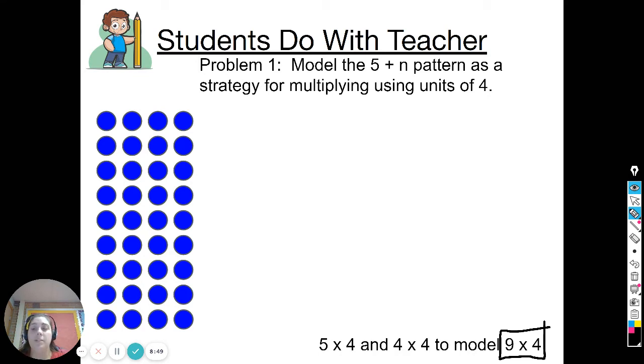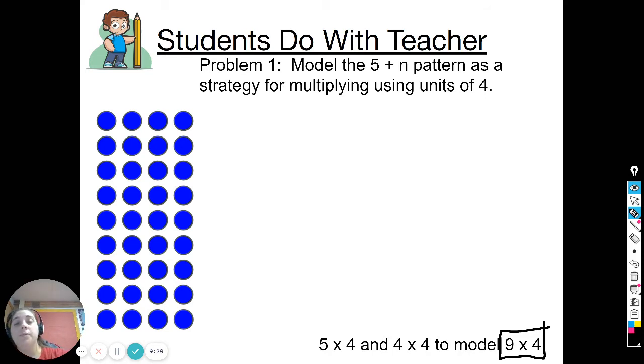About 30 more seconds, okay? Go ahead and finish that up. 9 rows of 4. Okay, so you should have your array that's 9 rows of 4.